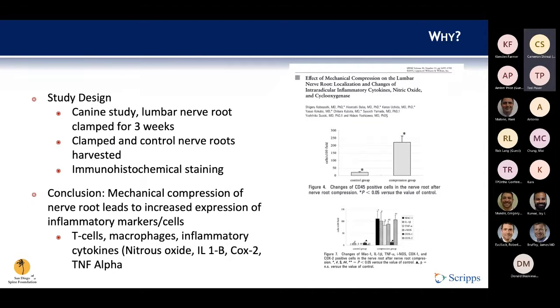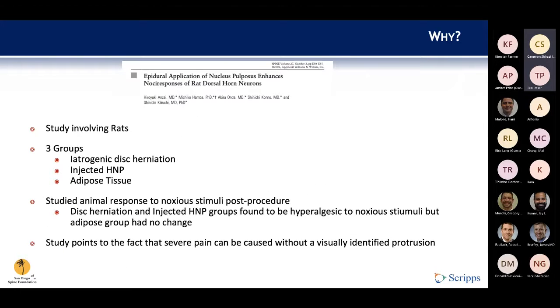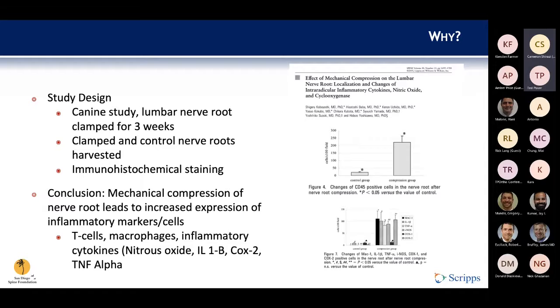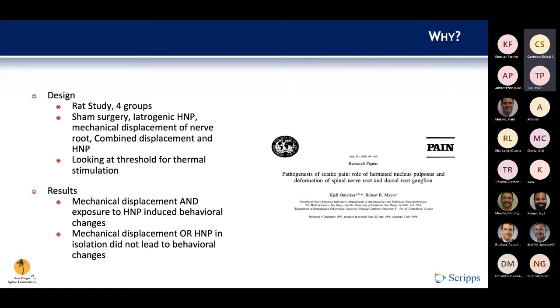Kind of delving deeper into this is a canine study looking at lumbar nerve roots that were clamped for 3 weeks and then assessed with immunohistochemical staining, and they compared it to the contralateral nerve root, which was the control. Within this, mechanical compression of the nerve root leads to increased expression of inflammatory markers and cells. Those are listed specifically there. They're the classic ones that we know about, and that just points to the fact that when you get this mechanical compression, it leads to this inflammatory response, and then that makes the nerve more sensitive to these different stimuli, as noted from some of these previous studies, and that's the cascade and chain of pain there.